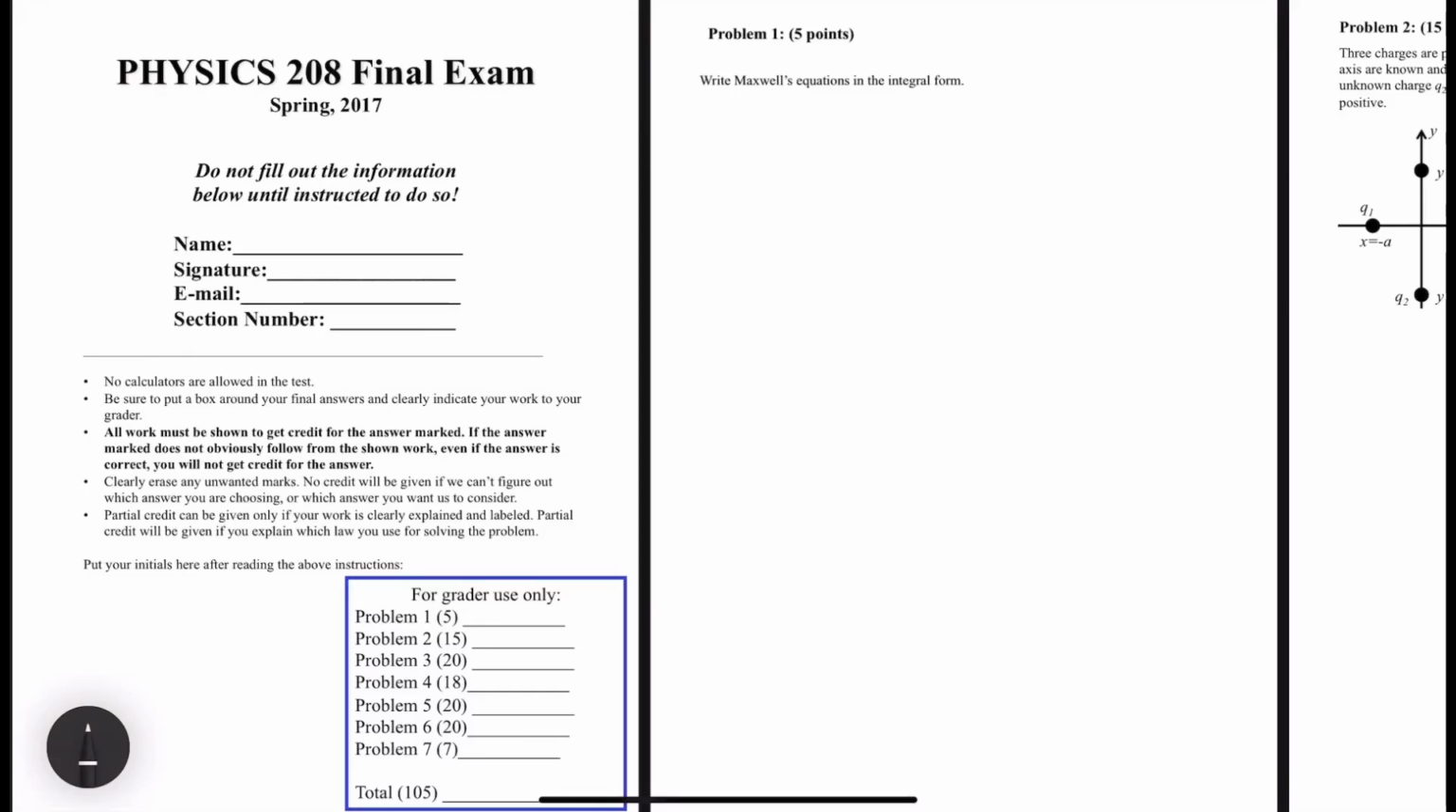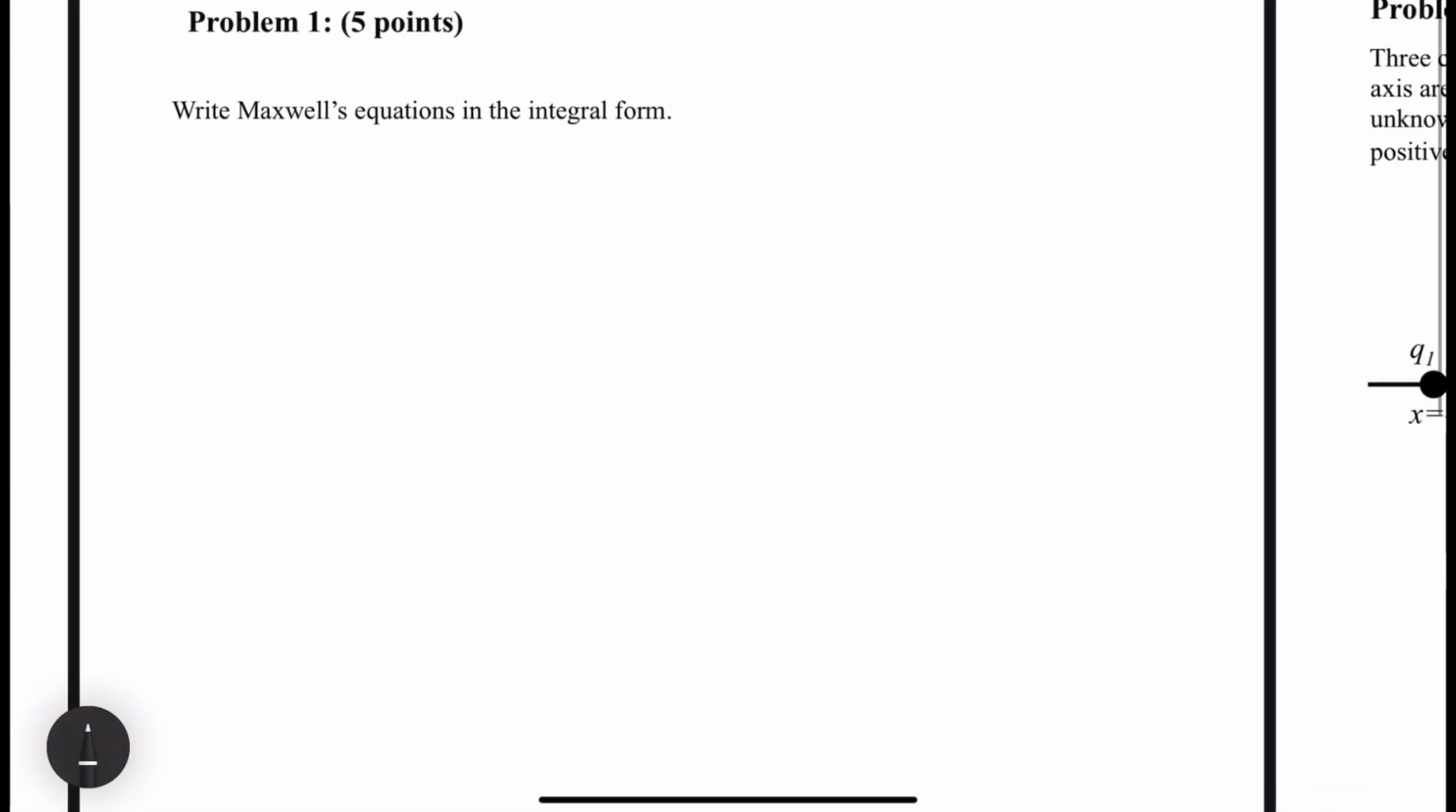Howdy. Today I'll be solving the 2017 final exam, Physics 207, to hopefully help you prepare for the final. So let's get started. Problem 1: we want to write Maxwell's equations in integral form.